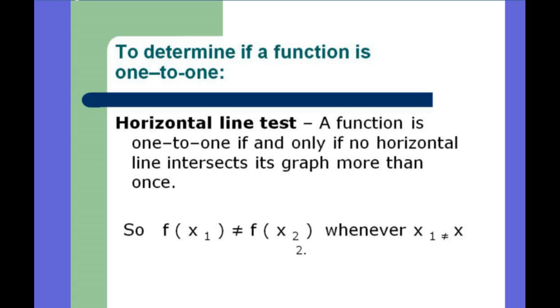They pass what we call the horizontal line test as well as the vertical line test. So they pass horizontal and vertical line tests, and they say that for every y, there's only one x, and for every x, there's only one y.